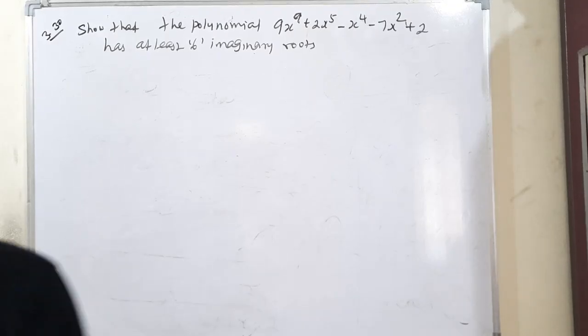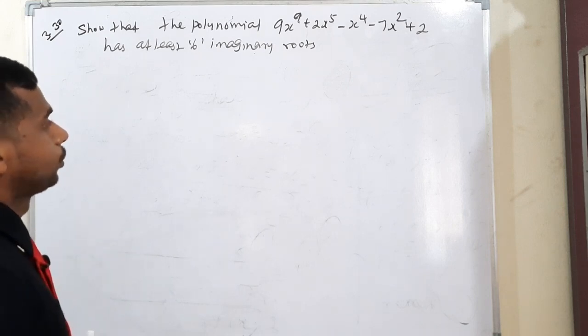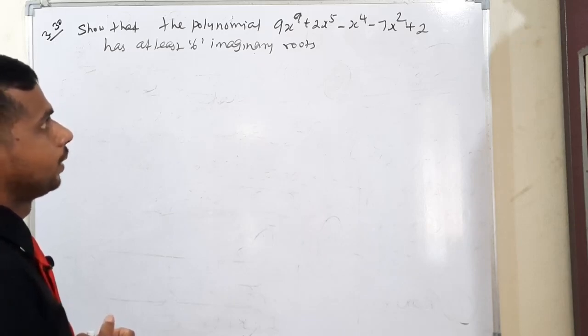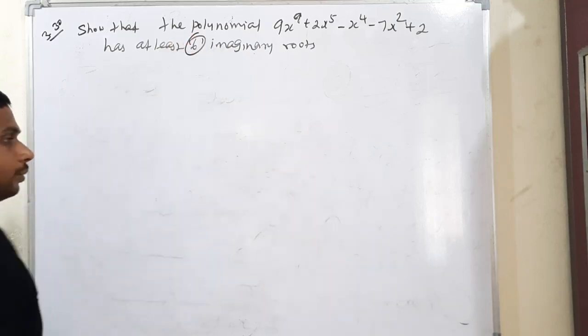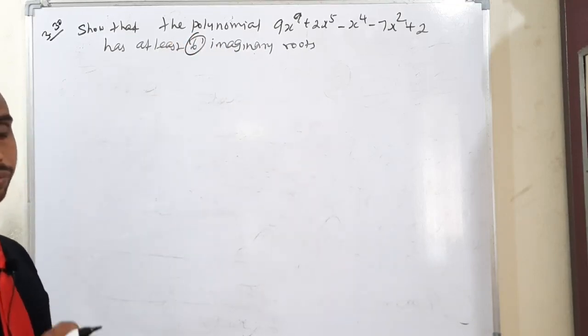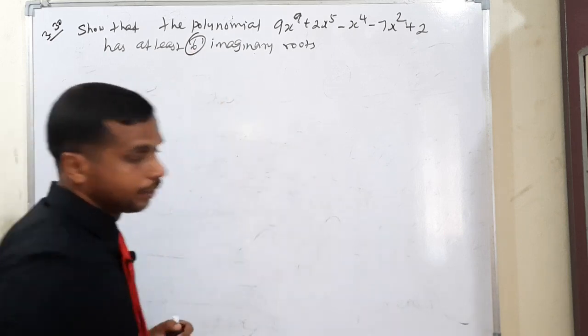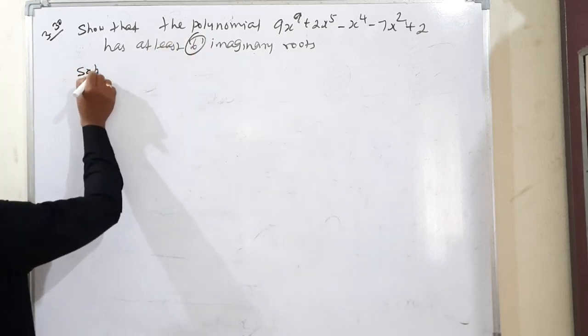What is the question? 3.30, show that the polynomial 9x to the power 9 plus 2x to the power 5 minus x to the power 4 minus 7x square plus 2 has at least 6 imaginary roots. First you have to check how many cases are possible. From the cases you have to show that actually there are 6 imaginary roots, okay. Can write the question once again.